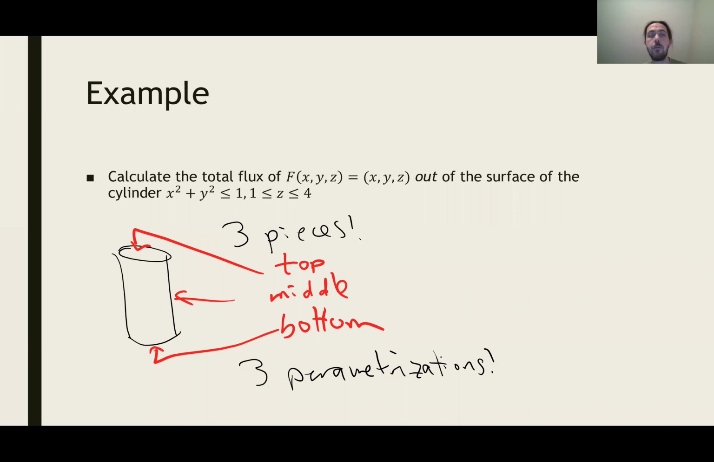So for example, we might be asked to calculate the total flux of this vector field F of x, y, z out through the surface of the cylinder, given by x squared plus y squared less than or equal to 1, and 1 less than or equal to z less than or equal to 4. So this is a cylinder where we've got a round surface that goes around the z-axis, but we've also got caps at the top and the bottom. If we're calculating the total flux out of the surface of the cylinder, we have three pieces. We have to account for the flux out through the top, the flux out through the bottom, and the flux out through the sides. And when we do that calculation, we have to make sure that those match up, because they each come with their individual parameterization.